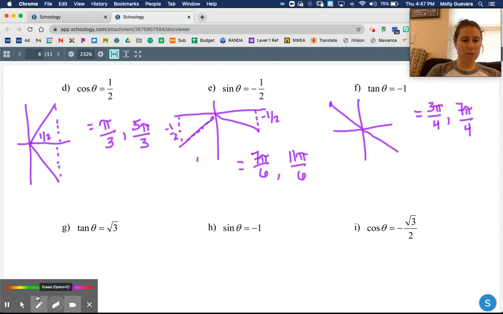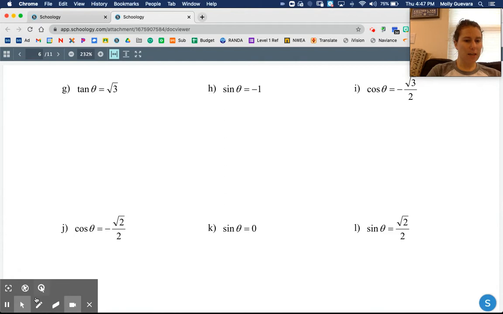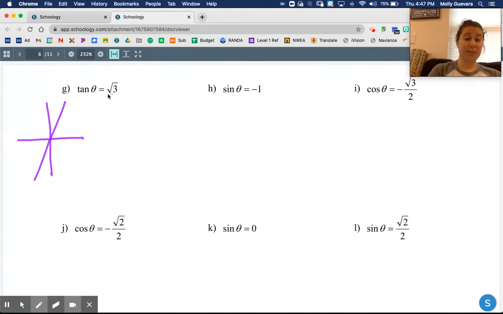And we're just going to keep cruising with it. G, H, I. The tangent here is positive, so it's either going to be in quadrant 1 or quadrant 3. My tangent is positive root 3 specifically here at this angle and this angle. So the first one there is pi over 3, and then the second one is 3 pi over 3, sorry, 4 pi over 3, just like that.